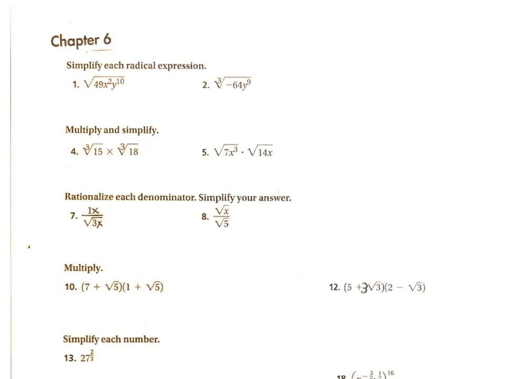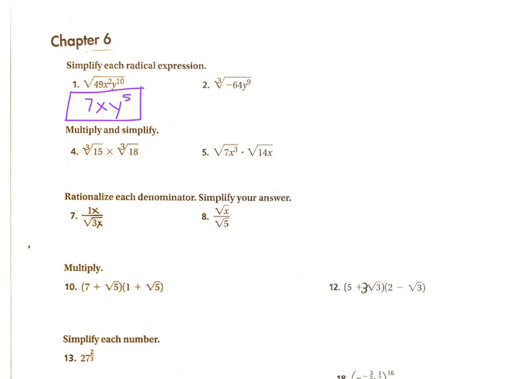When you're simplifying radical expressions, remember you're taking the square root of whatever can be square rooted. Everything here can actually be square rooted. So the square root of 49 is 7. The square root of x squared, remember you're just dividing by 2. So 2 divided by 2 is 1, so that's x to the first. And then y to the 10th, you're dividing by 2, so that's going to be y to the 5th. So everything is square rootable there, so that's your answer.